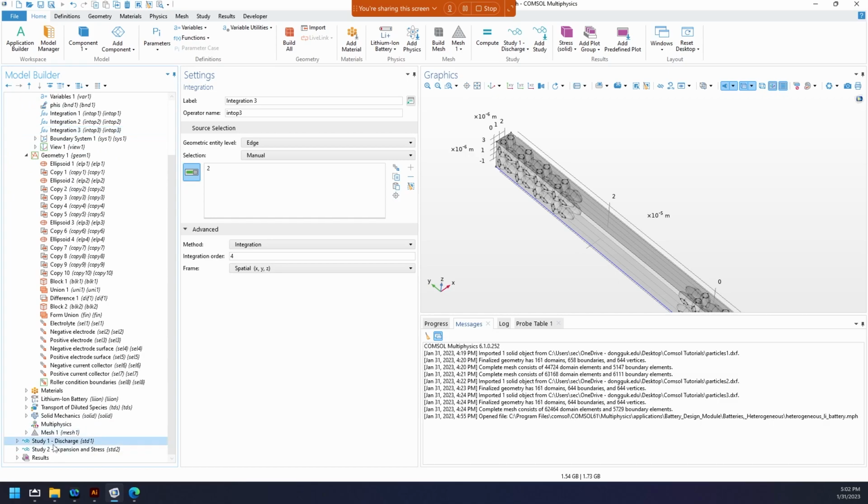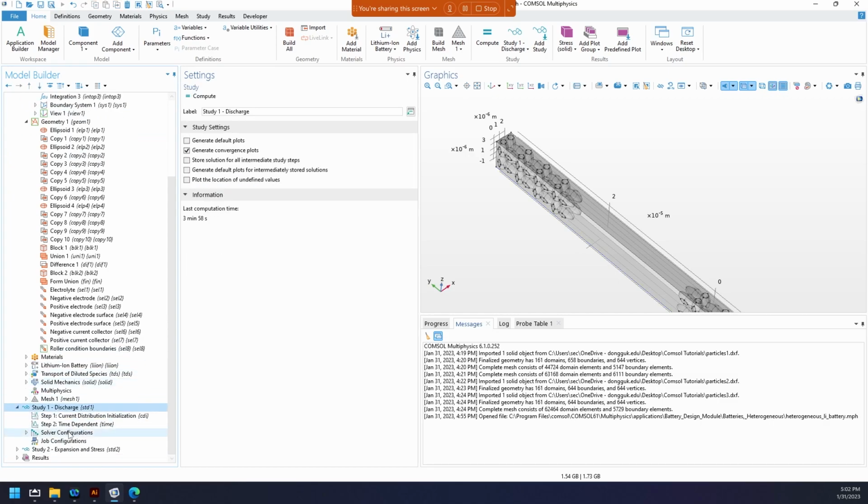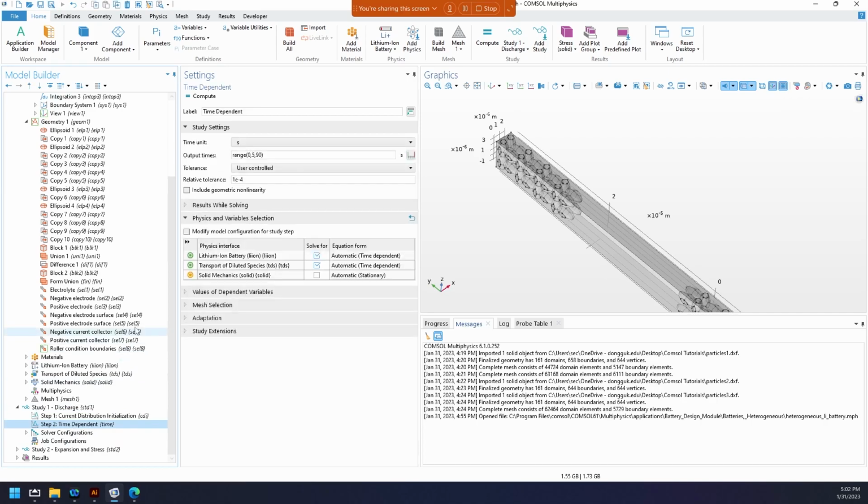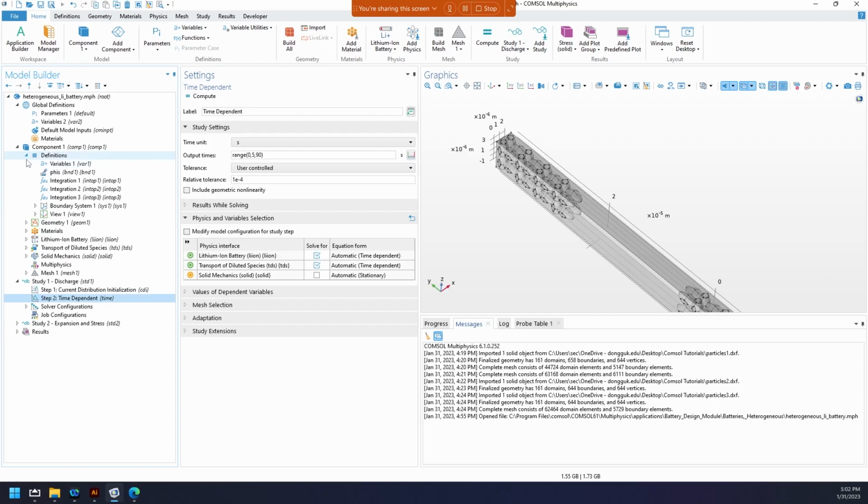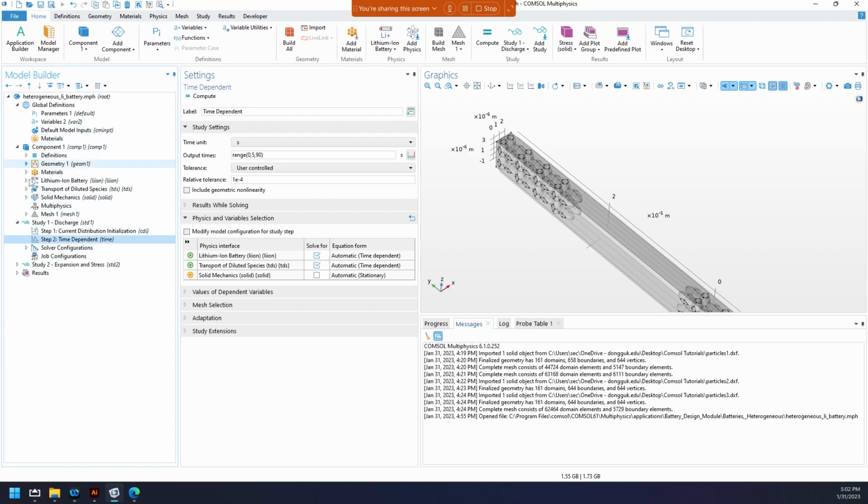And of course, if we go to the study, there is no geometric nonlinearity. It means the volume is not being changed. If it's unchecked, its volume is not being changed. Also, I believe in this model there is no volume expansion in this study, but in expansion and stresses there is a change of the volume.